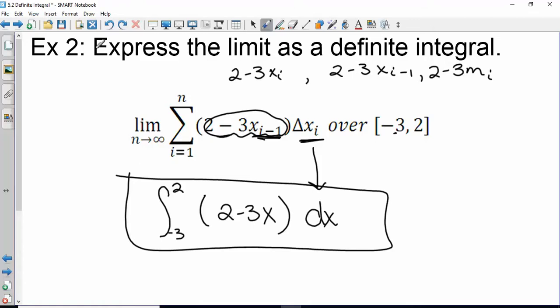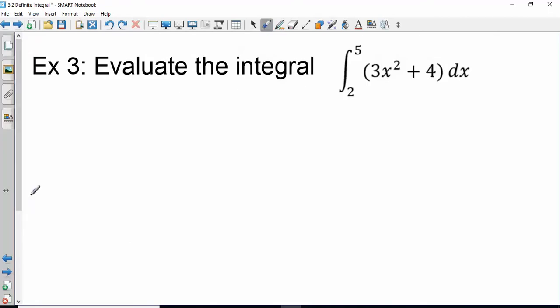Let's practice evaluating another one. So first we need the change in x. How do I get it? 5 minus 2 over n, so 3 over n. Then we need the x sub i. How do I get that? 2 plus 3 over n i. We started at 2 this time, so it's not going to be quite as pretty since we didn't start at 0.